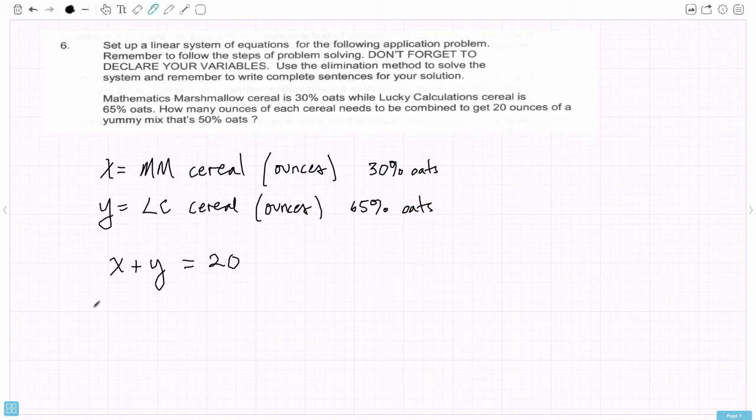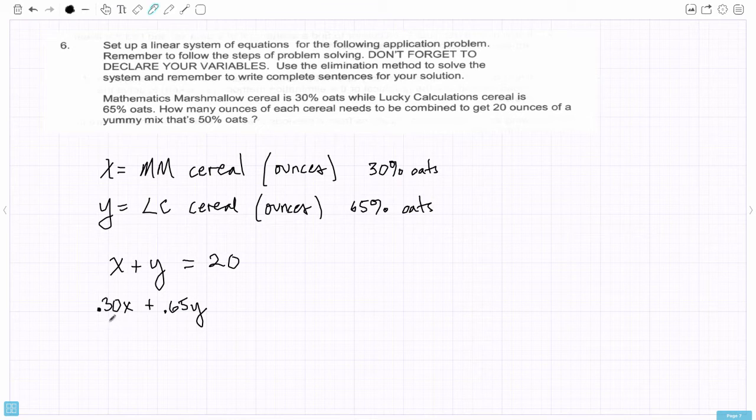What the equation actually needs to be is 30% of X is the actual amount in oats, right? Because 30% of the X ounces is the actual amount of oats. And then you look at the amount of oats that comes from the LC cereal. That says it's 65% oats. So 65% of the Y ounces are the actual amount of oats.